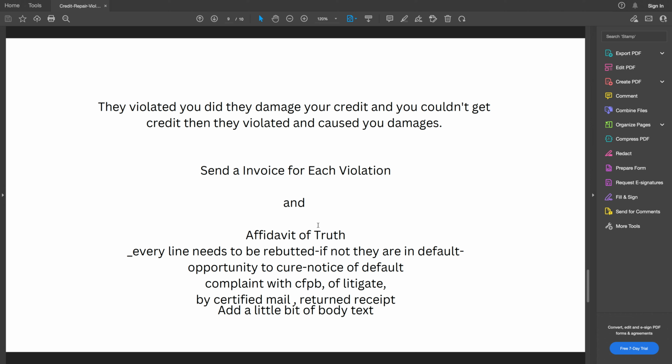So at this point, once you send it back with your letter, your affidavit, or your validation, probably you should do the validation first, but you can do it in whatever order you want.